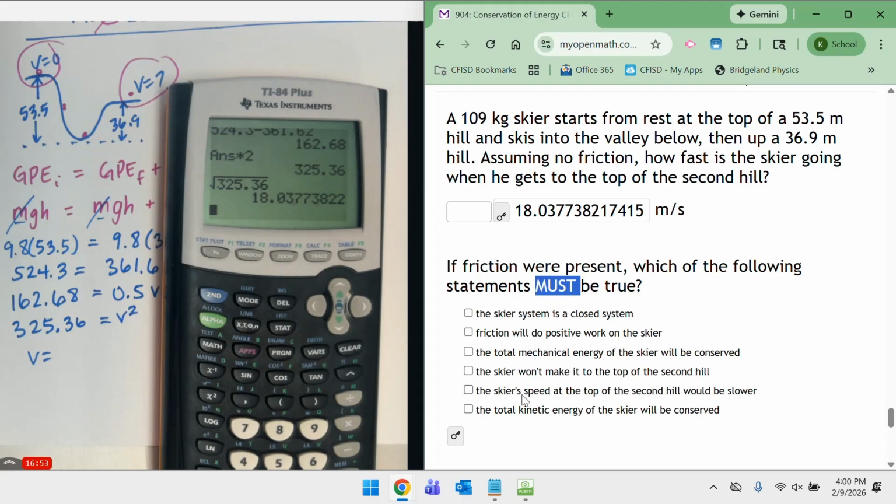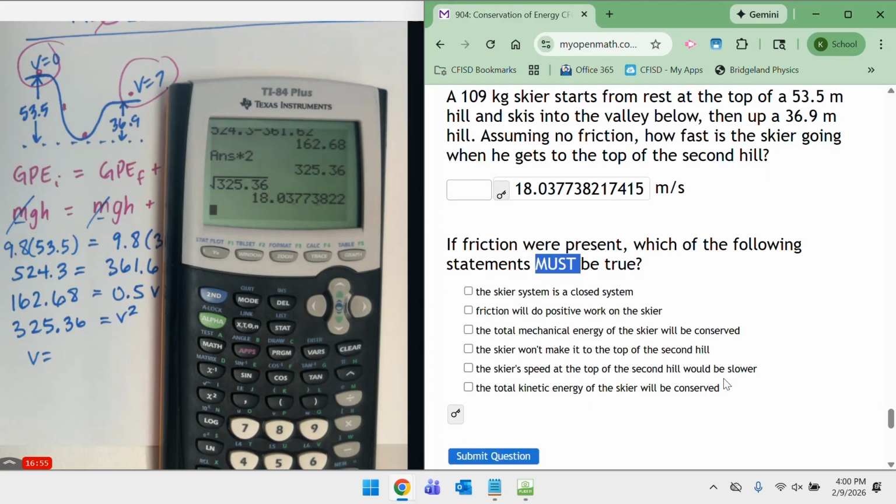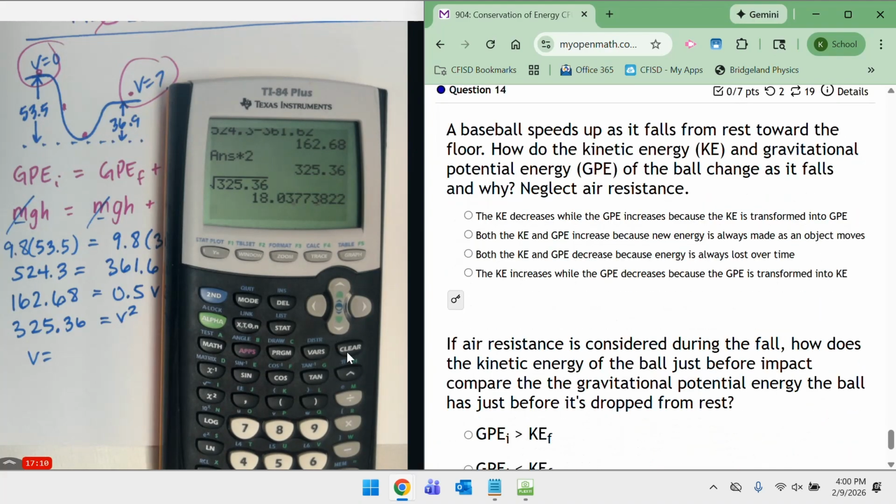The skier's speed at the top of the second hill will be slower. That is absolutely true. If the skier makes it to the top of the second hill, they would be moving slower. And then total mechanical energy is conserved. That is not going to be true. It's just that one. All right, last question.